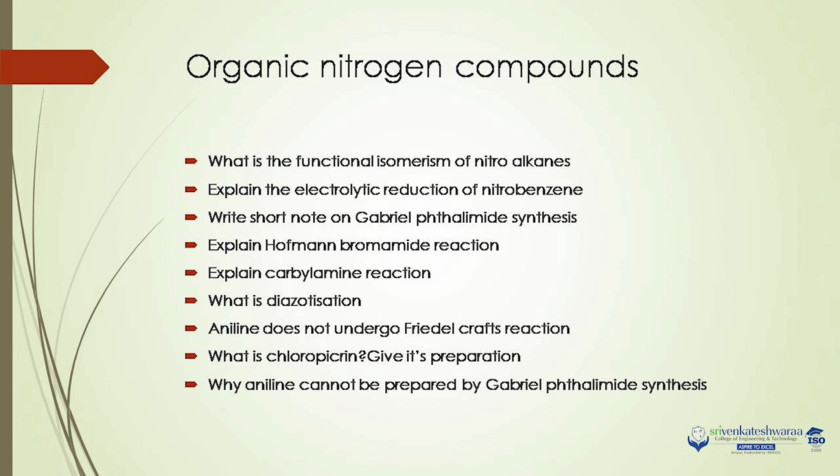Chloropicrin is CCl3NO2, trichloronitromethane. Nitromethane undergoes reaction with nitric acid, where there is a formation of CCl3NO2. Nitromethane, when combined with chlorine in the presence of sodium hydroxide, gives CCl3NO2, not nitric acid. Aniline does not undergo the Friedel-Crafts reaction, an important one.